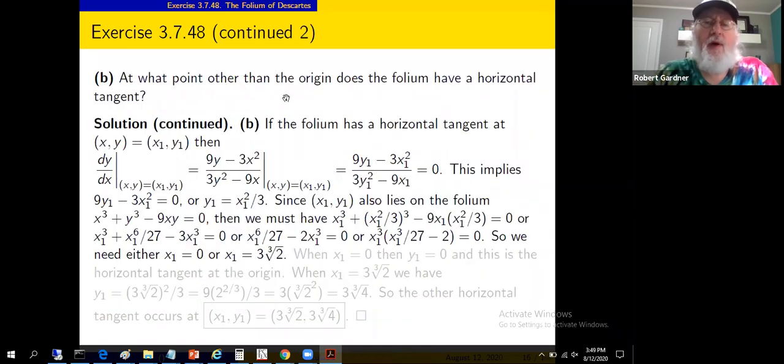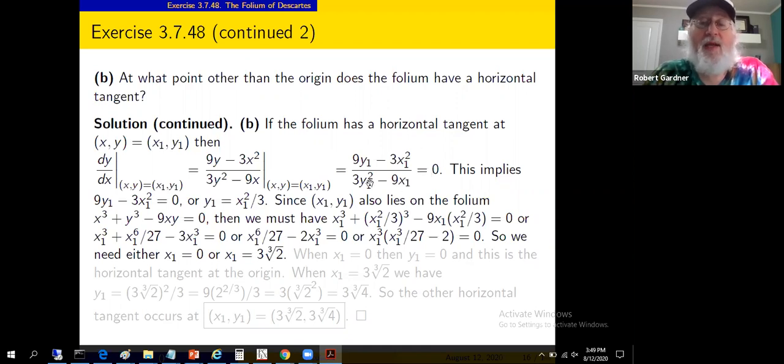At what point, other than the origin, does the folium have a horizontal tangent? All right, horizontal tangent means the derivative is 0. So we'll set the derivative equal to 0. The problem is the derivative involves both x's and y's. So it's a little more complicated than when we set derivatives equal to 0 back in the setting of explicit functions. Okay. So we'll take the derivative, evaluate it, let's say at point (x1, y1). So that'll be the point where we have a horizontal tangent. So we'll plug those in for the x and y values, set it equal to 0.